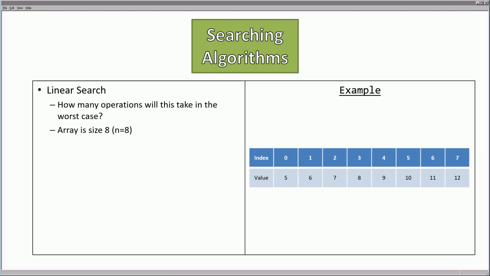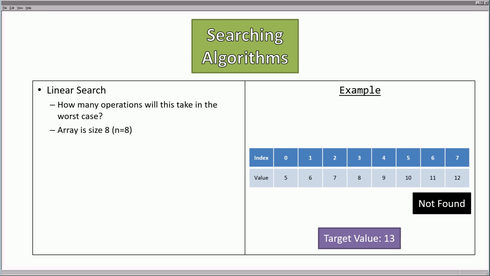So basically, what we have here is an array of size 8, and our worst case is trying to find something that doesn't exist inside this array. So let's pick the value 13, which we can see is not in this array. In order to confirm this, we have to check every single value. So 5 isn't 13, 6 isn't 13, 7 is not, 8 is not, 9 is not, 10 is not, 11 is not, 12 is not. Now we're outside the array and it's not found.